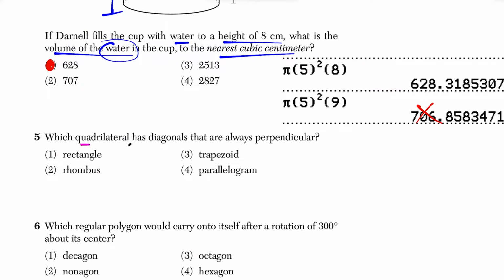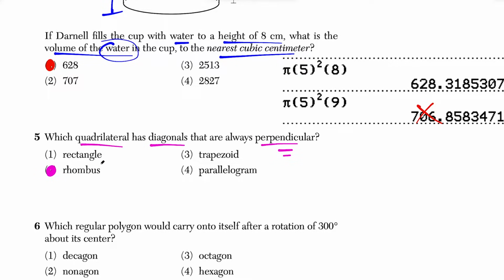Question 5, which quadrilateral has diagonals that are always perpendicular? So for a question like this, if you show up to the Regents having all of your definitions, formulas, and theorems memorized, then you'll just know that this is going to be a rhombus, okay? Because a rhombus has diagonals that are always perpendicular.